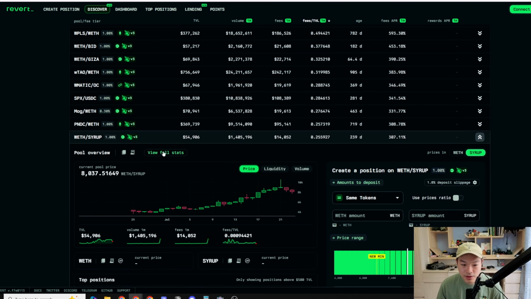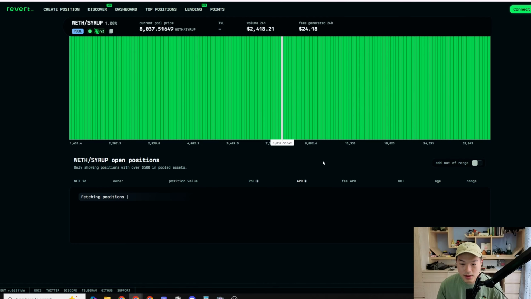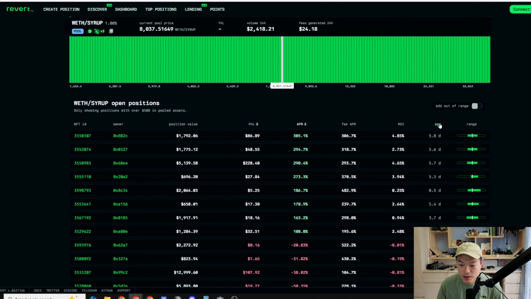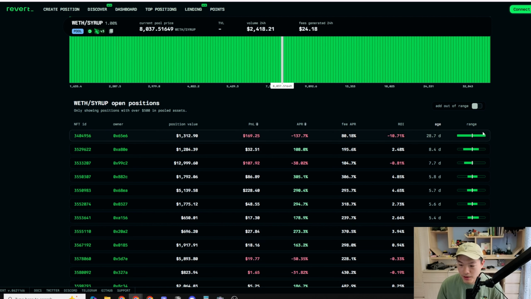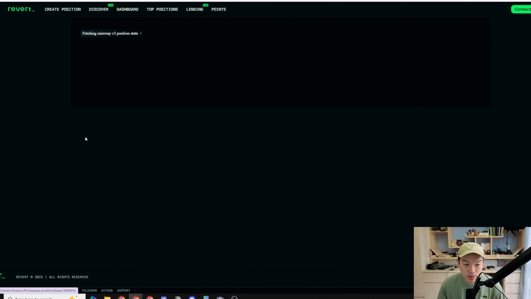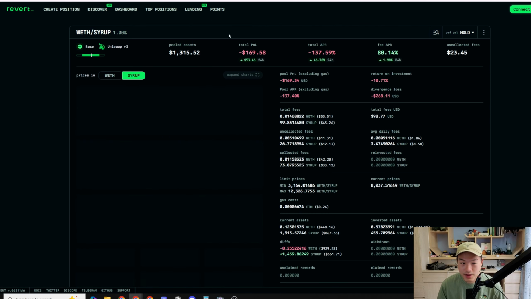So ETH and Syrup here on Base has actually been doing pretty good as well. So let's take a look at the position performance, filter by age once again. So the last 28 days with a fairly wide range LP, you could see they're earning an 80% APR. Some of these pools are newer here, so we're not sure about the performance. I could look at the specific NFT and dive deeper.